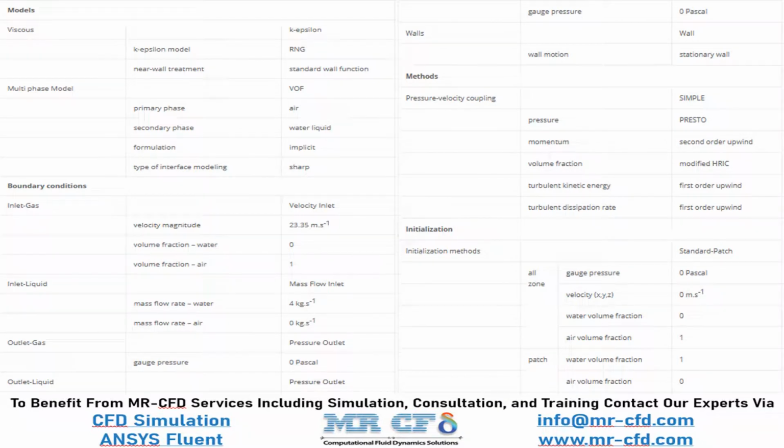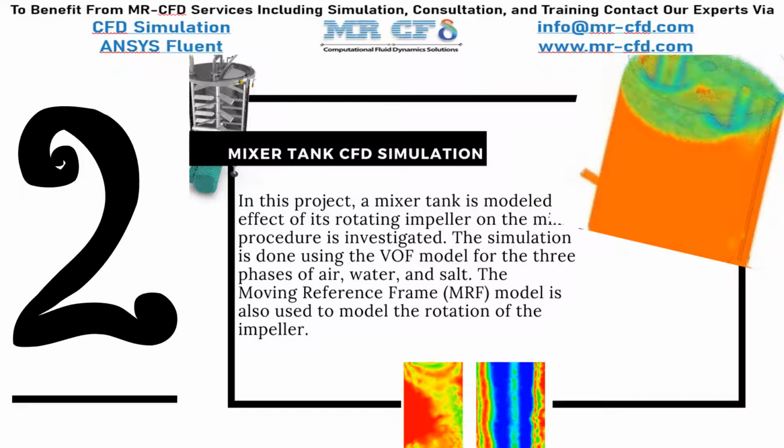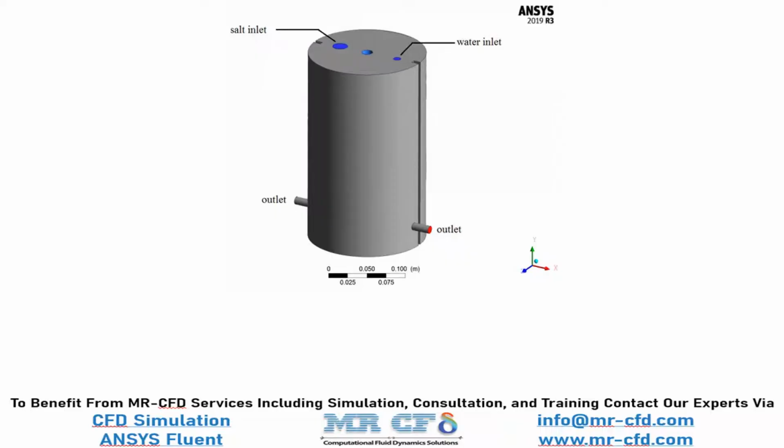Finally, a summary of the different settings and setup that we have used in our project is presented to you in the slide. In this project, a tank mixer is modeled and the effect of its rotating impeller on the mixing procedure is investigated. The simulation is done using the VOF model for the 3 phases of air, water, and salt. The K-epsilon model is applied for solving the turbulent flow inside the tank, and also the MRF model is used to model the rotation of the impeller, which we will mention in the following.